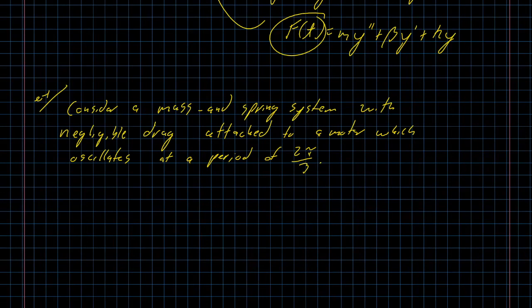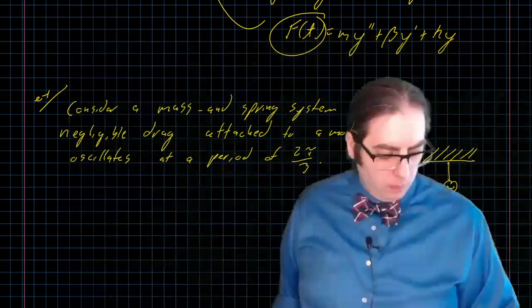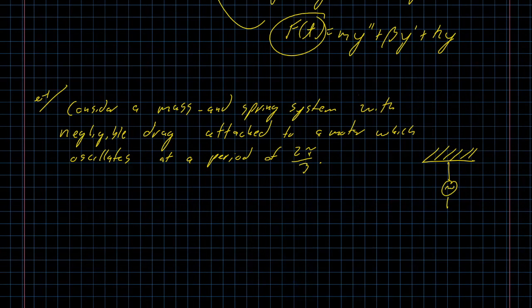I want to consider a mass and spring system with a negligible drag attached to a motor, which oscillates at a period of 2 pi over 3. We've got our fixed ceiling. We've got a motor attached to that fixed ceiling. I put a small sine wave on it to indicate that it's oscillating. We've got a spring hanging below that, and a mass hanging below that.